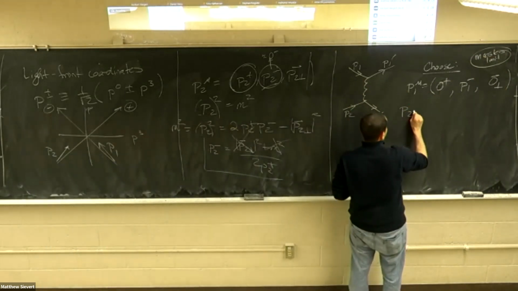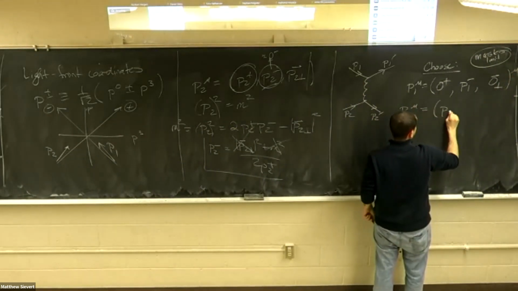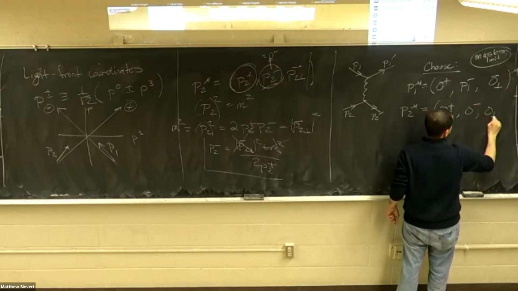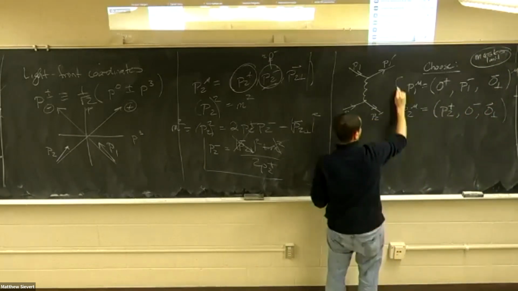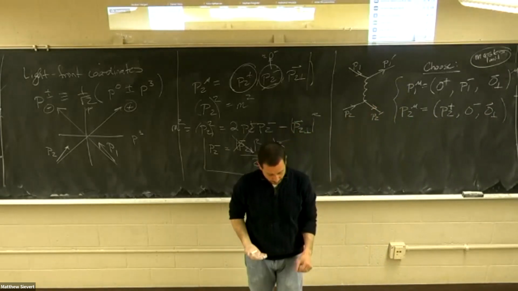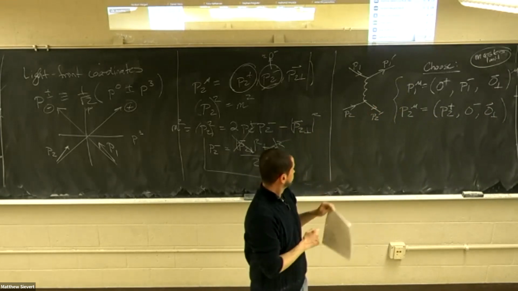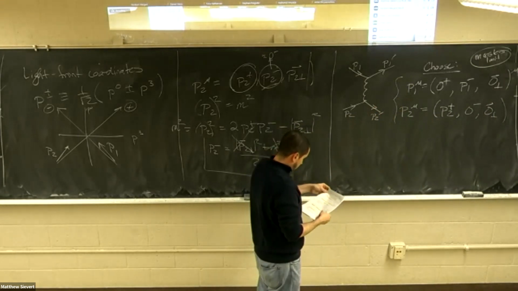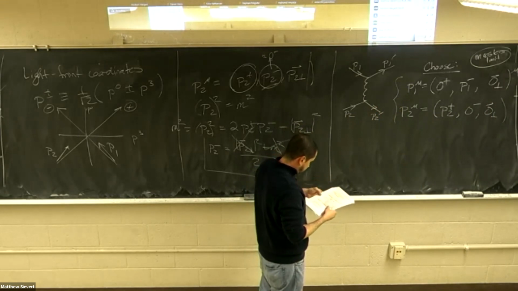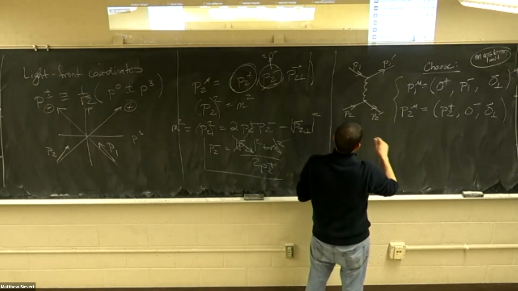Similarly, P2, I choose to be moving along the light front plus axis. And for the same reasons, P2 has a large plus component, exactly 0 minus, and exactly 0 transverse. This is what I choose by setting up the problem. What I don't choose is what happens thereafter. So now then I calculate the scattered momentum.